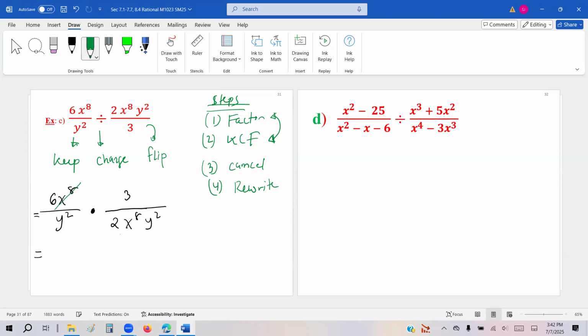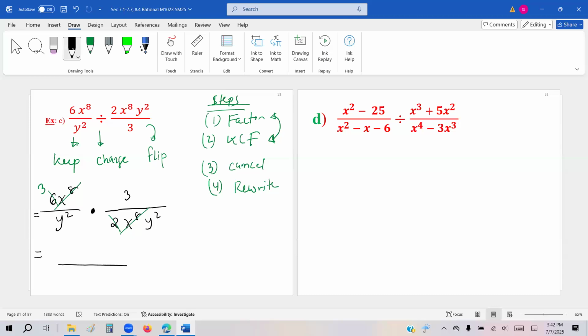We have x to the 8, x to the 8. We have 2 and we have 6. 2 goes into 6 3 times. Can you cancel these 3 with these 3? No, because they're on the same side. If they're on the same side, we cannot cancel. Can you cancel the y squared with the y squared? No. That means we have nothing else to cancel.